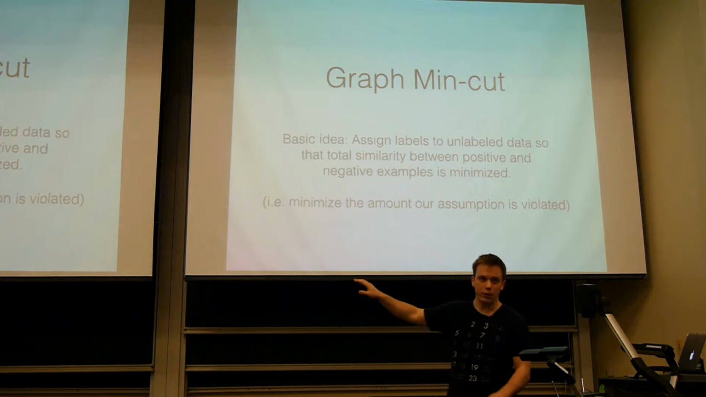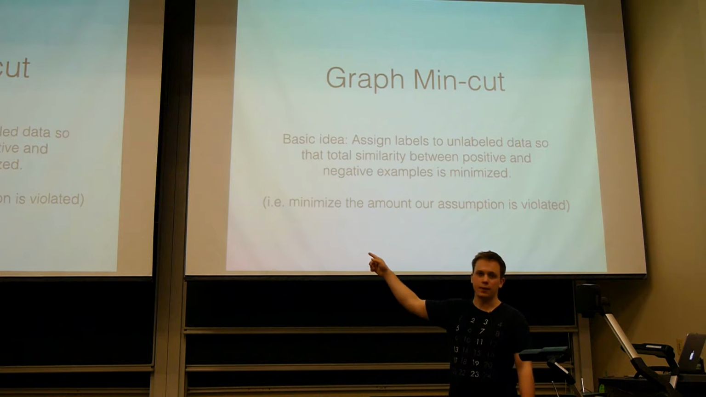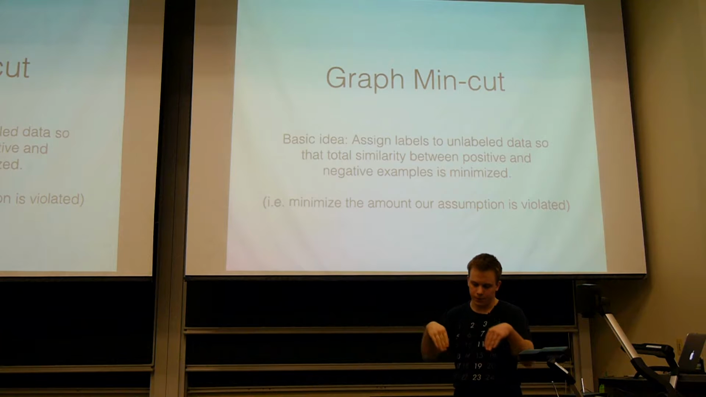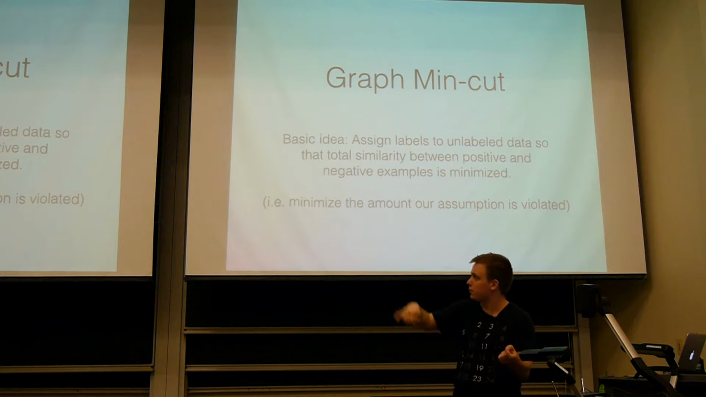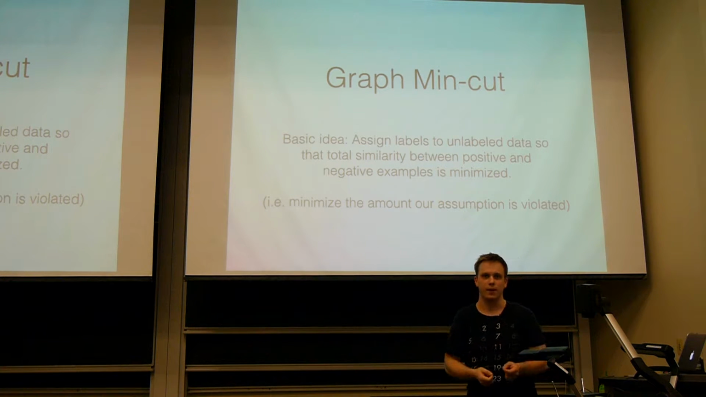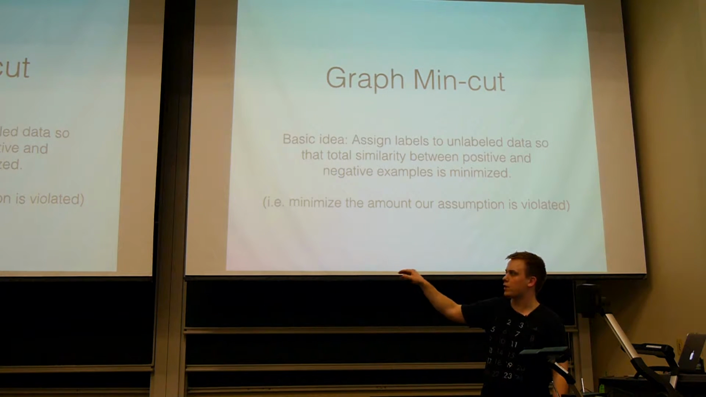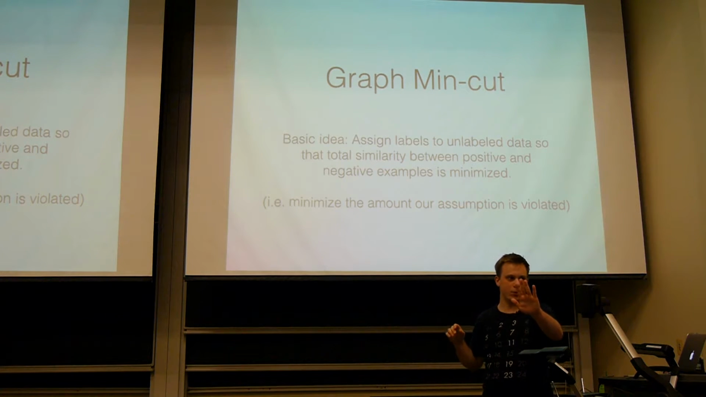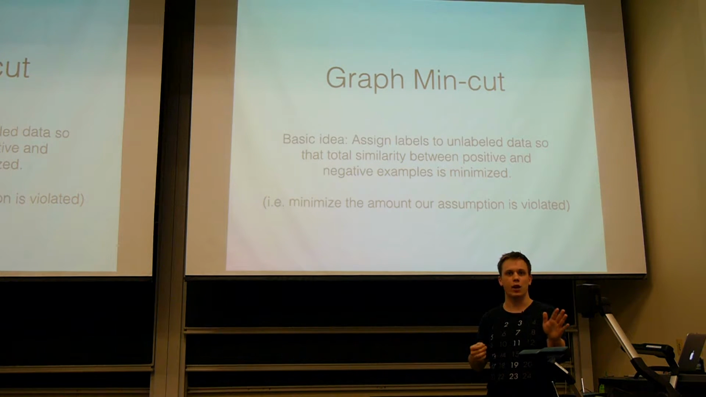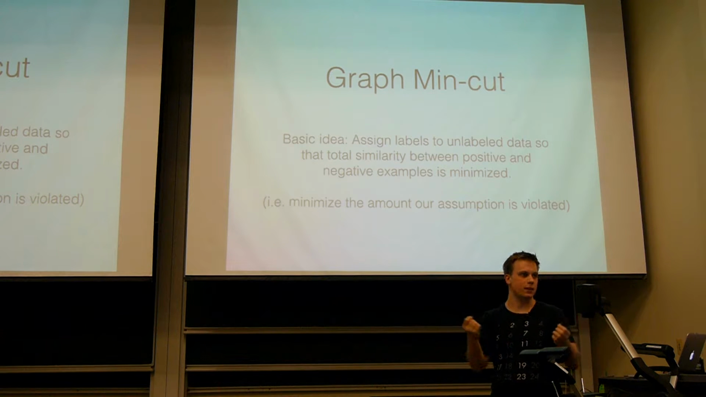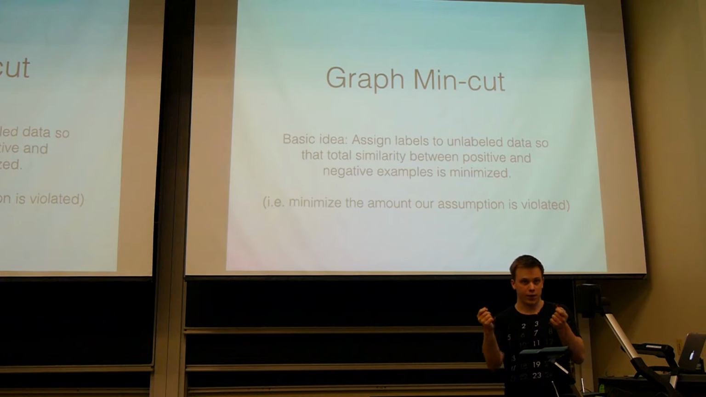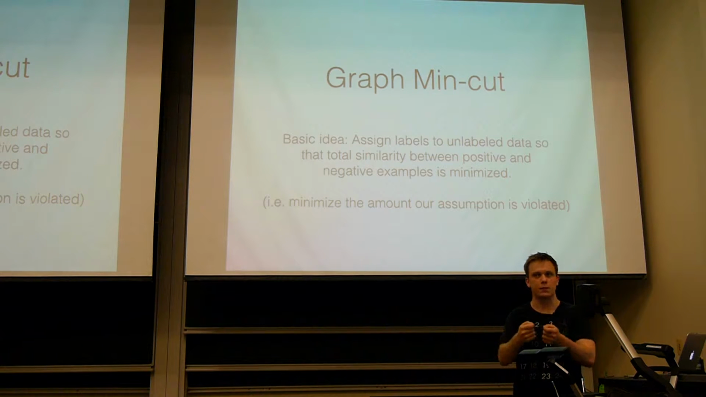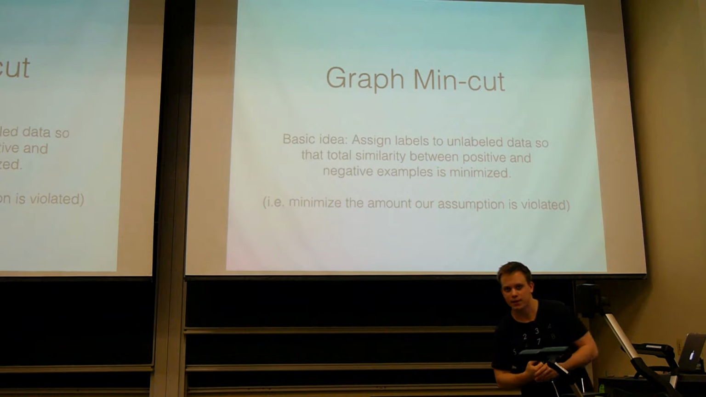The really rough idea is that we want to assign labels to the unlabeled data so that if you sum over the entire data set, when you look at pairs of positive examples and negative examples, after we've added in our own labels, you want to minimize the total similarity between them. Somehow this is minimizing the amount that our assumption is violated. I'm going to look at every positive example and compare it with every negative example. And if all of those similarities are small, then I've done a good job. But if one of them has a really high similarity, that means somehow I'm violating my assumptions, because I'll have found two data points that have different labels but are very similar to one another. Does that make sense?